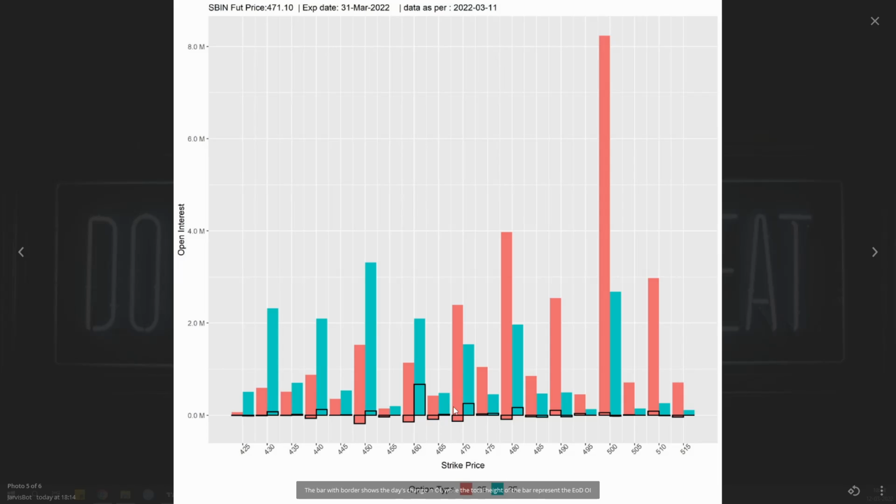What are we looking at? We see a lot of call options being unwound. The price is around 470, and we see that at 440 the calls are getting unwound, 450, 460, 470, and 480. A small portion of the call options are getting unwound. And the major support is building up at 460. This is the highest put option contract addition that we can see.